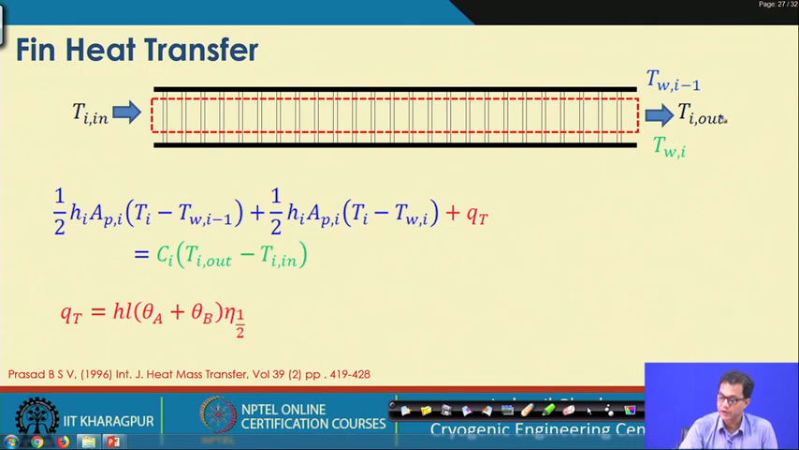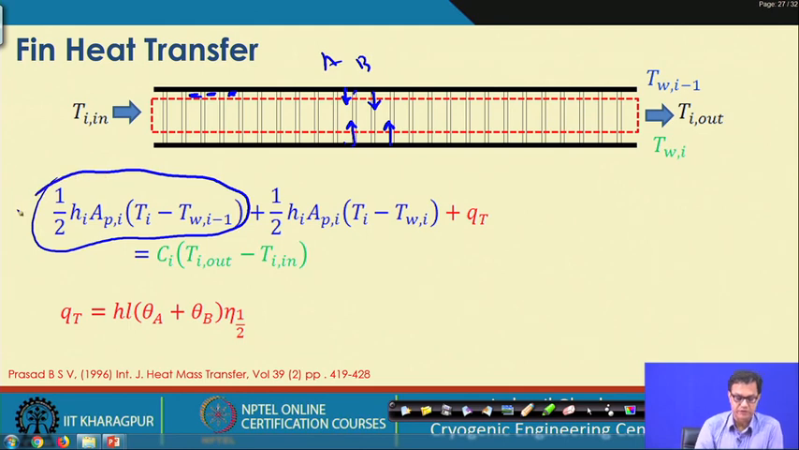When we do the energy balance for the ith fluid stream, we find that heat is getting transferred from the primary surface as well as from the fin. So, for both fins, A and B, and the separate primary surface area, this is the contribution from the primary heat transfer surface area of the ith plate. This is Hi, A primary i, and this is the difference in temperature.